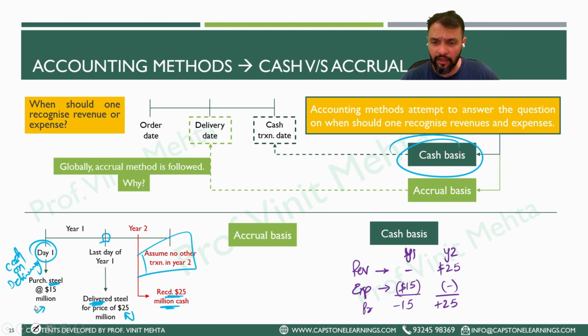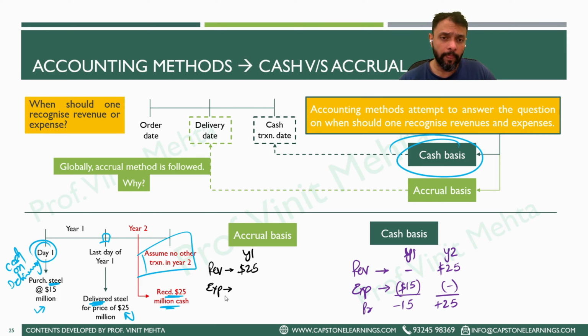Now as against this, let's follow accrual accounting. In year 1, what does accrual accounting say? You recognize revenue the day you deliver the goods. Did you deliver the goods in year 1? Yes, you delivered it on the last day of year 1, which is 25. And did you receive the goods in year 1?